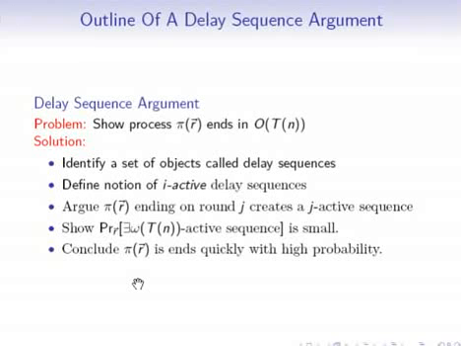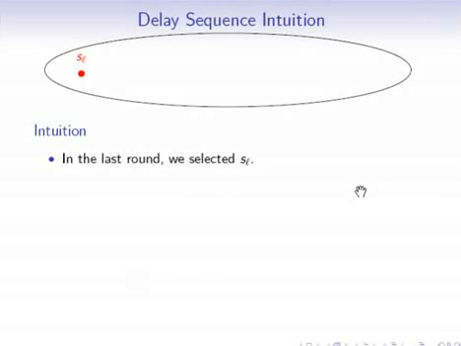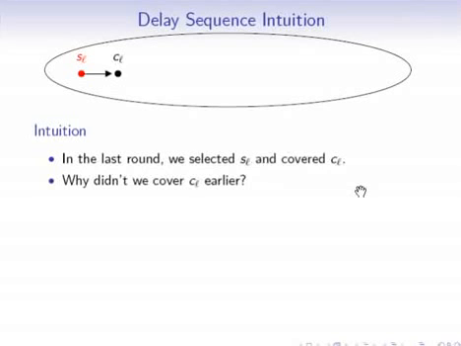So let's see how we're going to apply this to our graph-based coupon collector process. Here's the intuition. The first thing that we have to do, remember, is define a delay sequence object. Imagine a completely covered graph at the end of the process, and let's think about the node that got covered on the very last round. On the very last round, we selected some node S_L, and we covered some node C_L.